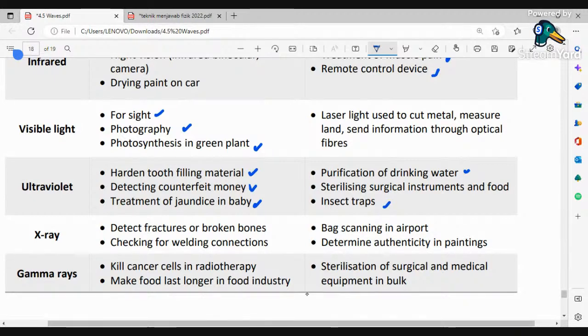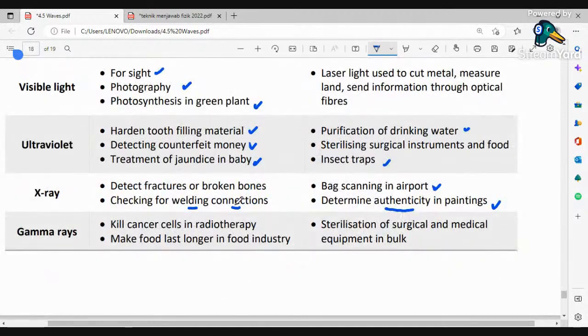X-ray: detect fractures or broken bones. Checking welding connections. For welding, if there are pipe joints, you can check whether they are perfect or not. Body scanning at airport. Determine the authenticity of paintings, whether fake or authentic. Gamma rays: kill cancer cells in radiotherapy. Make food last longer in the food industry. Sterilization of surgical and medical equipment in bulk. Okay, so this is gamma rays.